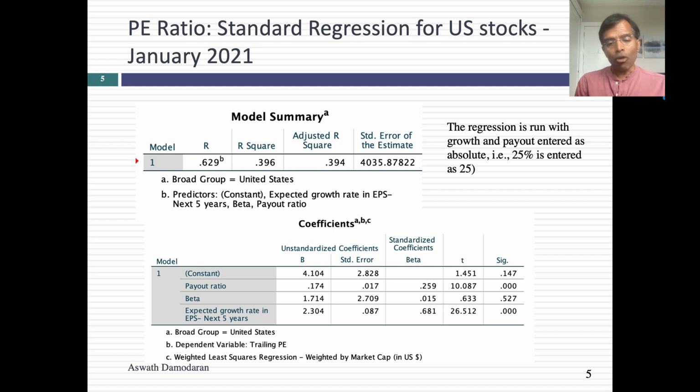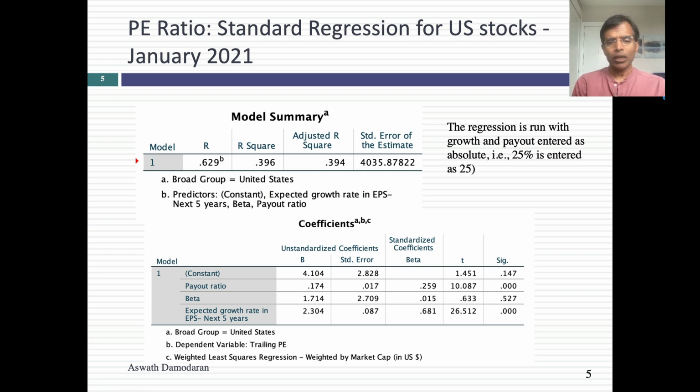Now, when you look at the coefficients on the regression, here's what I start with. I start with an intercept of 4.10. That's a base from which I'm going to build off PE ratios. As my payout ratio increases, my PE ratio goes up. And I can tell you by how much. The coefficient measures by how much. As my beta goes up, my PE ratio goes up. Riskier companies have higher PE ratios.